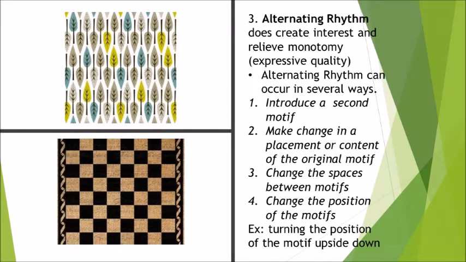Another type of rhythm, alternating rhythm, does create interest and relieve monotony. Expressive quality. Alternating rhythm can occur in several ways. 1. Introduce a second motif. 2. Make a change in placement or content of the original motif. 3. Change the spaces between motifs. 4. Change the position of the motifs. Example: turning the position of the motif upside down.